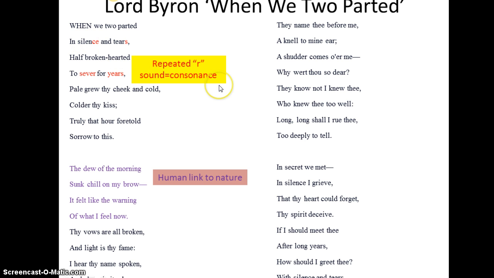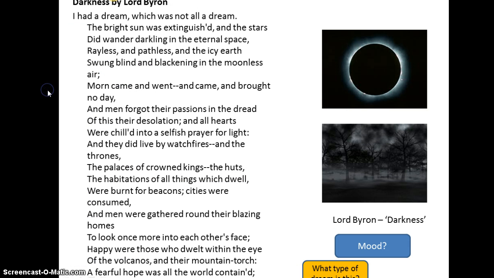So again, the key that I want to show you, I haven't pulled out everything, I haven't analyzed this to the full extent, but I just want to give you a couple of things to think about as you analyze the poem. What are some other techniques that Byron uses to create meaning? What do you think he's saying here? All right, let's move on.